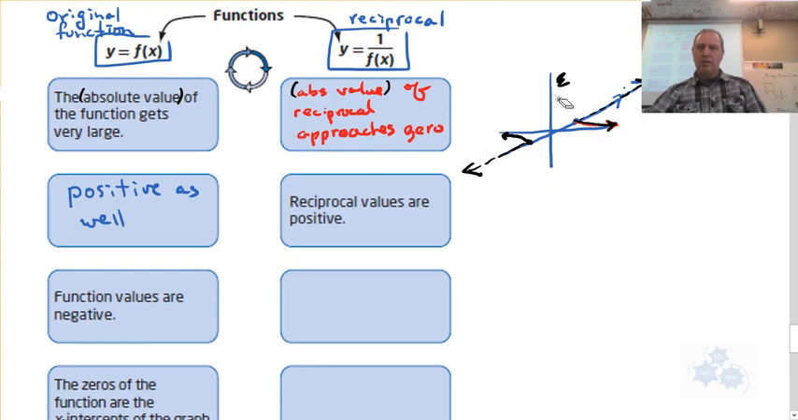I should be careful over here making this distinction. There's an asymptote here. Okay, you jot this down there? You should be writing this down, it's part of your notes, remember? All right, so the function values are negative down here. So what does that mean about the reciprocal values? They are also negative. You guys are getting it? Also negative.